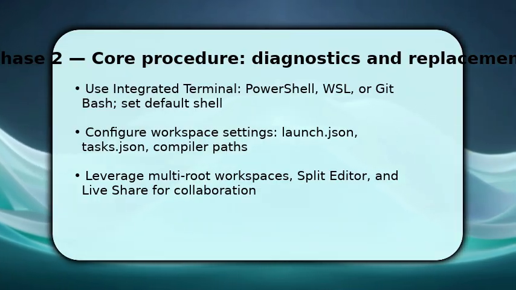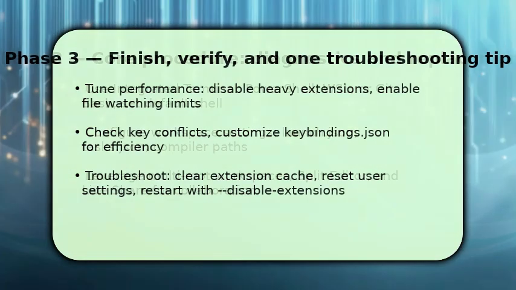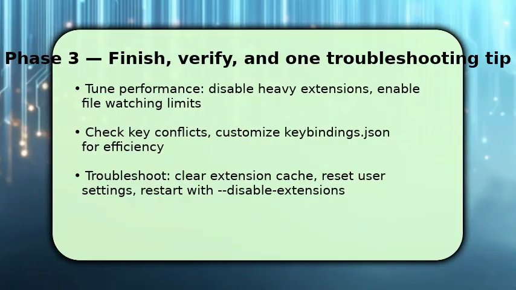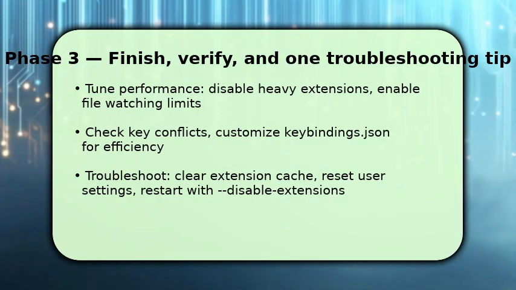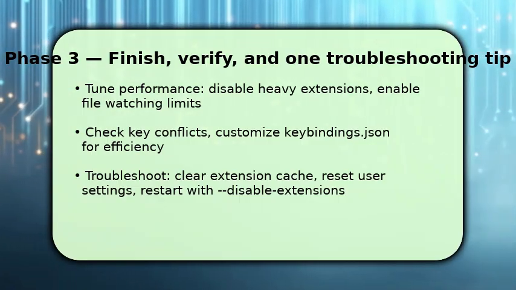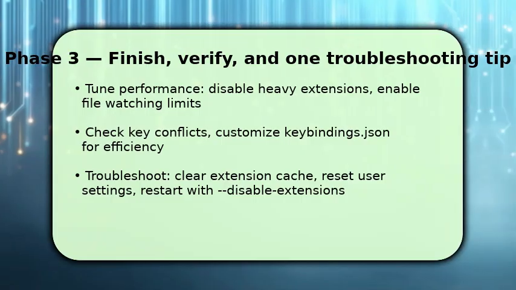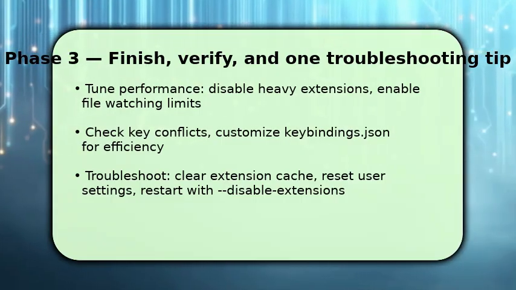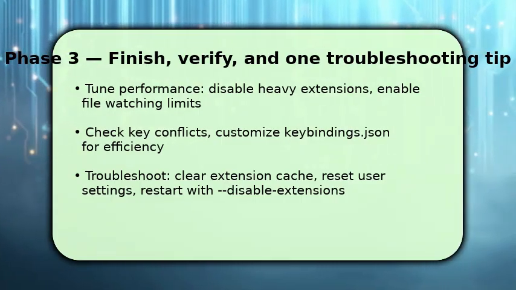To finish, optimize performance and lock in conventions. Disable extensions you don't use and increase file watcher limits if large repos cause slowdowns. Make sure IntelliSense caches are warm. Next, resolve key binding conflicts and export keybindings.json so your shortcuts stay the same.